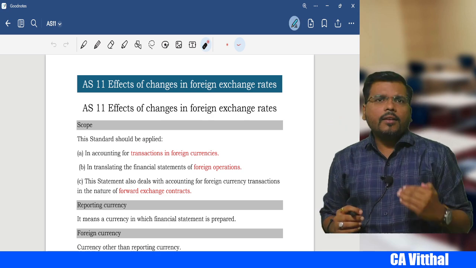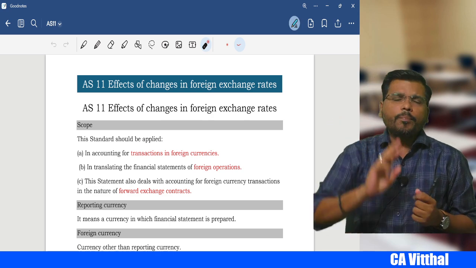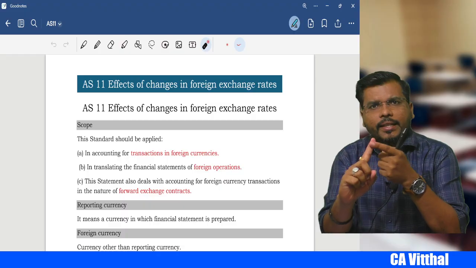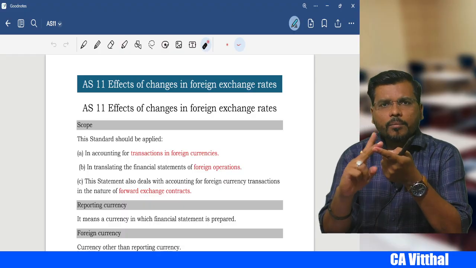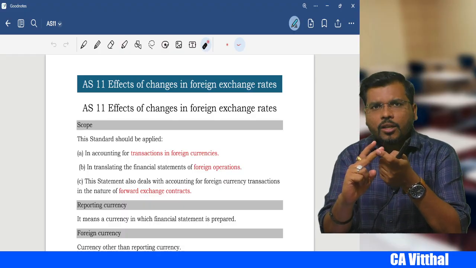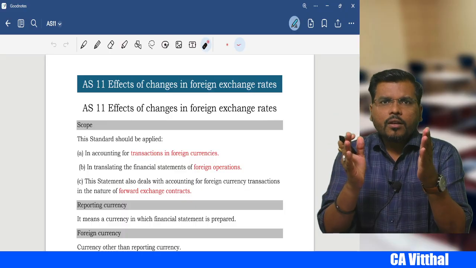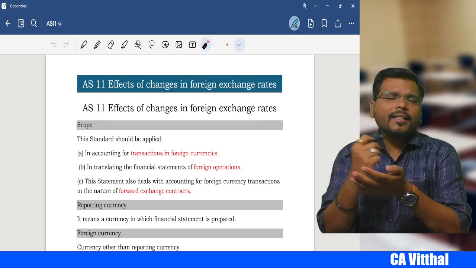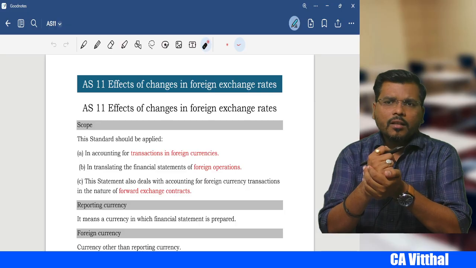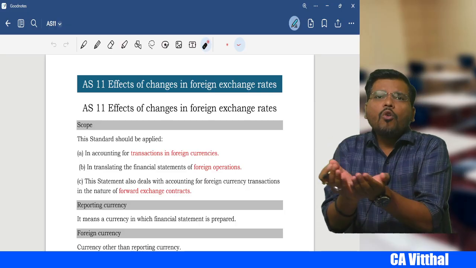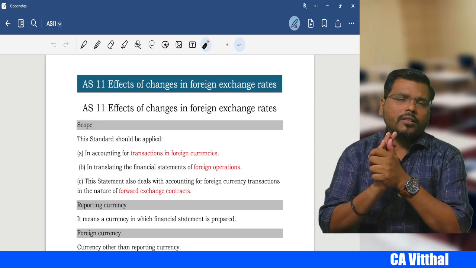This AS11 we divide into three parts. Number one, foreign currency transaction. Number two, foreign operation. Number three, forward contract. So whenever we enter into a foreign currency transaction, how will you record that in our financial statement?